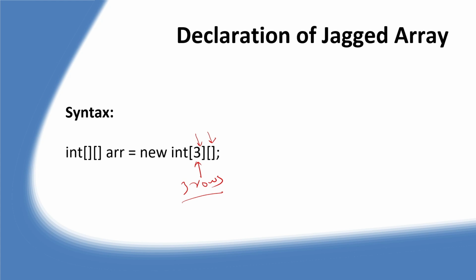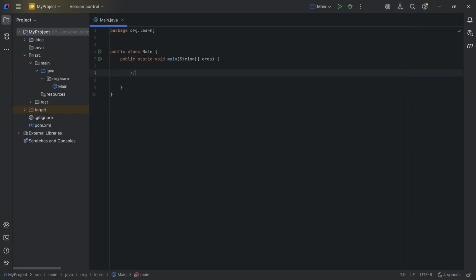Let's go to IntelliJ and see some examples, so we'll have better clarity. So we are learning jagged arrays. Let's say, example: int 2D array, the name of the array is arr equals new int, and let's take the row value as 3 and the column size will be blank. So this is the initialization of a jagged array.